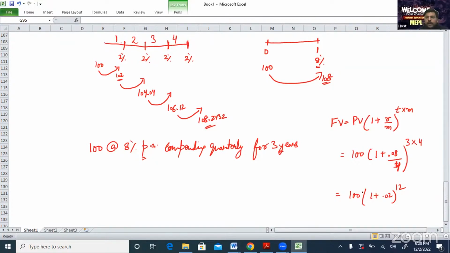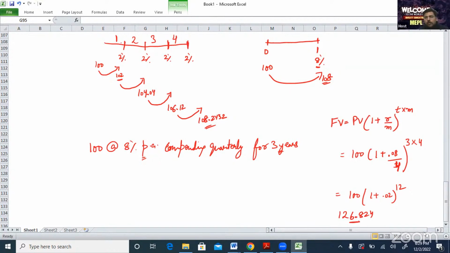Then present value is 100, and I put a minus sign using the plus minus key, so minus 100 becomes my PV. PMT is 0. Now we compute future value: press CPT and then future value, and it comes to 126.824. So if I invest 100 rupees at 8% per annum compounding quarterly for 3 years, this is the value.